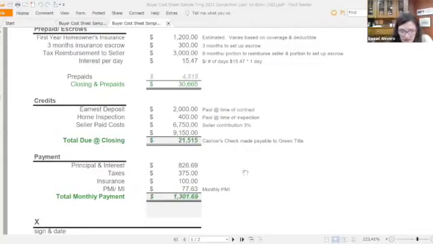Now I will say, if I remember correctly, and I apologize, I only used Kristen's cost sheet once. I believe it actually calculates out principal and interest.